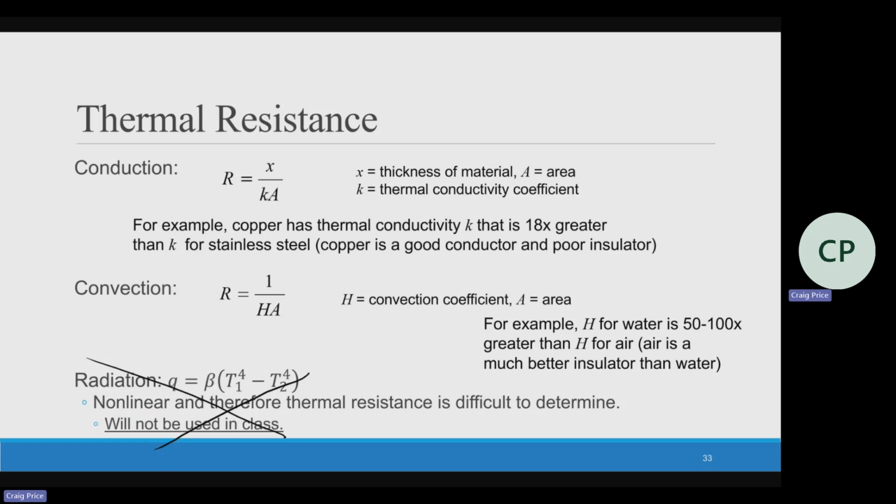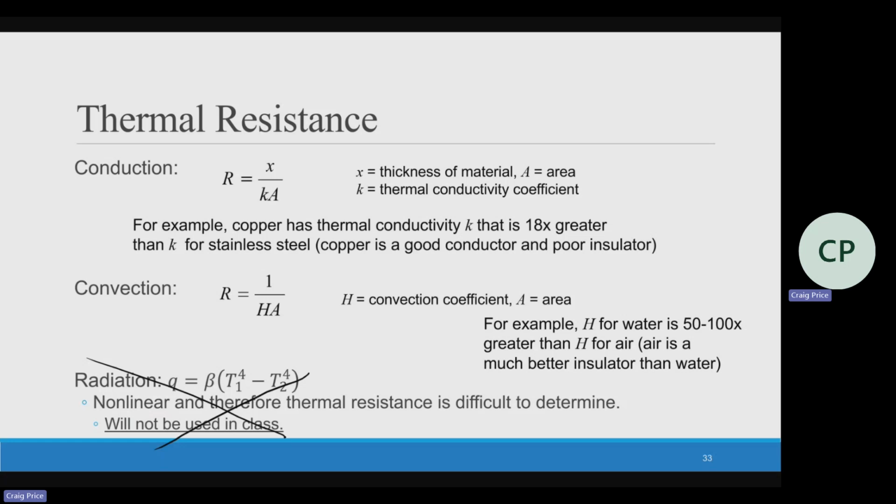So this is slightly different. We do involve the area, so the area of contact, but then h, that would be the convection coefficient. So for example, water has much higher h than air, so therefore air is a much better insulator.